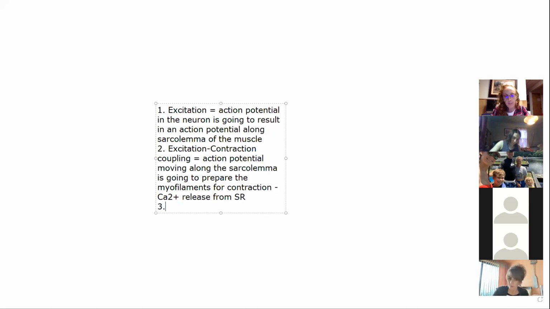Three is contraction, where the myofilaments are sliding against one another, in the sliding filament theory, and sarcomeres are shortening.